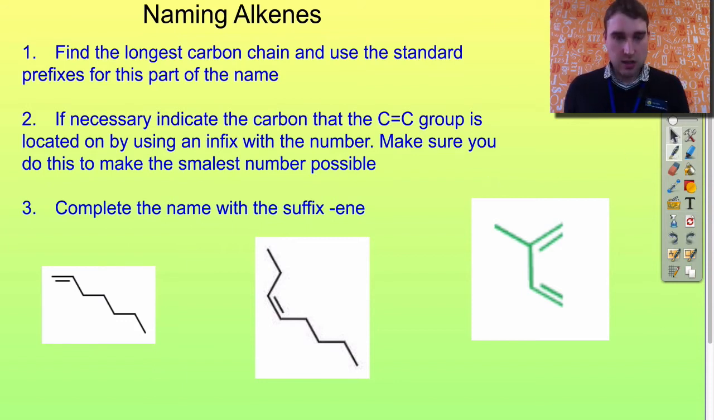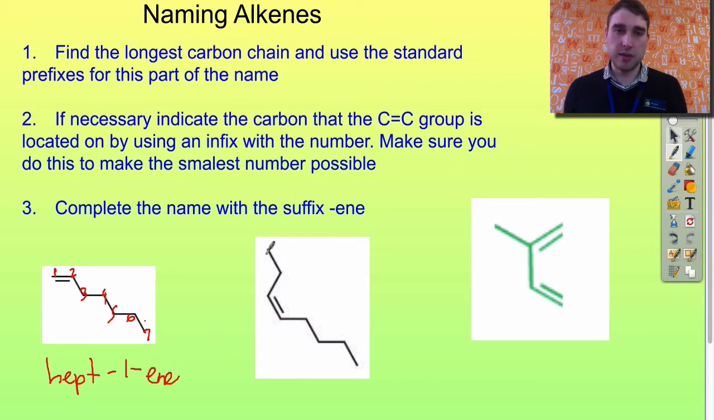So down here we need to find our longest carbon chain. Now we want to start numbering at this end because that's going to give us our lowest number. So 1, 2, 3, 4, 5, 6, 7 down here. So 7 tells us it's hept. Then we need our infix to indicate which carbon the double bond starts on, and that's carbon 1. And then our suffix is "-ene".